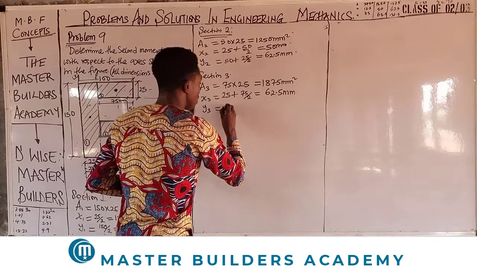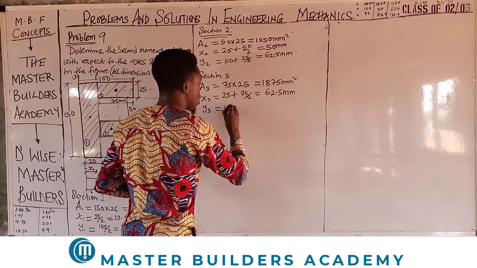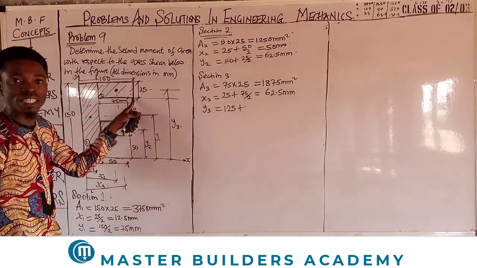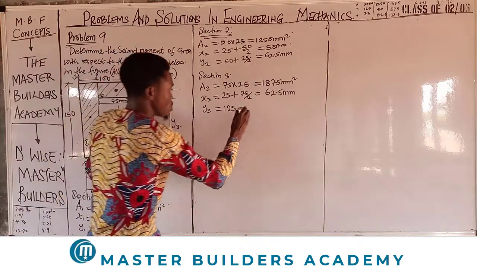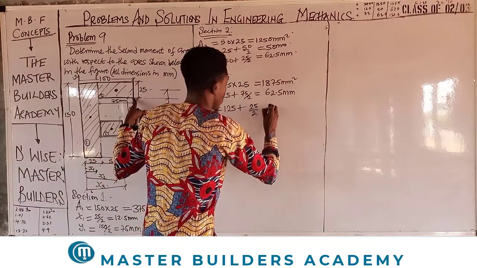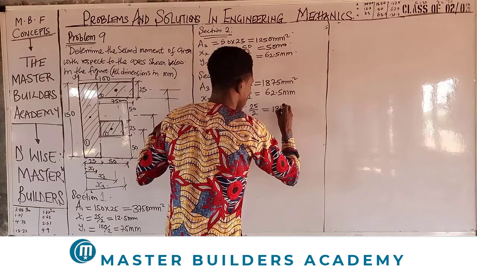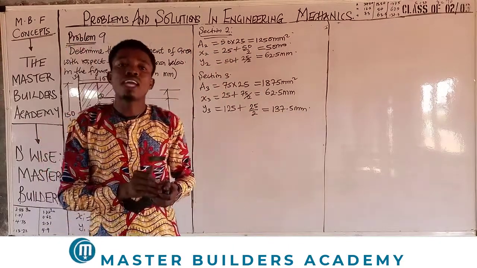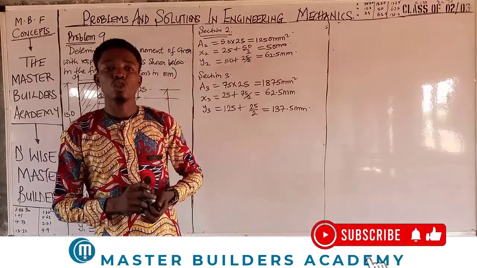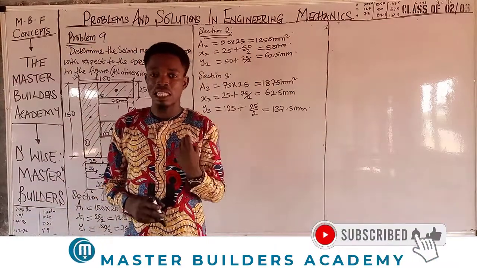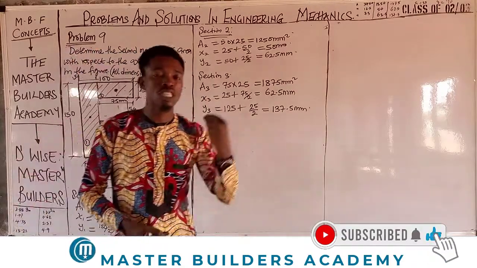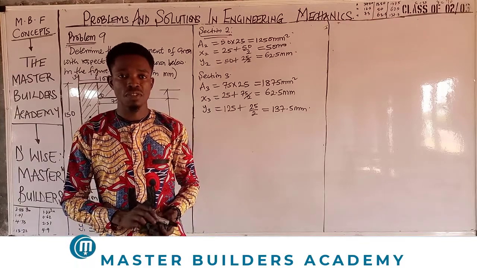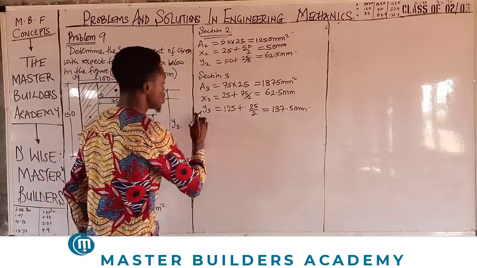So we have 50 plus 50 plus 25, which gives us 125, plus now, what is the vertical distance of section 3, guys? The vertical distance of section 3 is 25, so we have 25 over 2. When we solve this, it gives us 137.5 mm. This is the first stage. Now we have just obtained the values that will help us calculate the centroidal axis parallel to the base and the centroidal axis parallel to the vertical axis. Are you there? So what do we do?